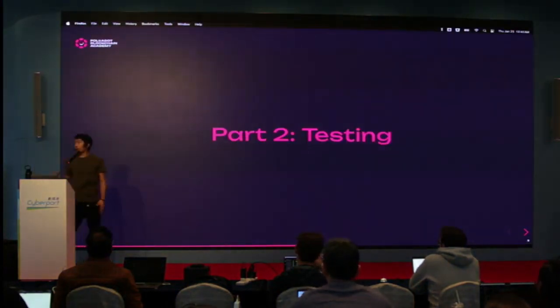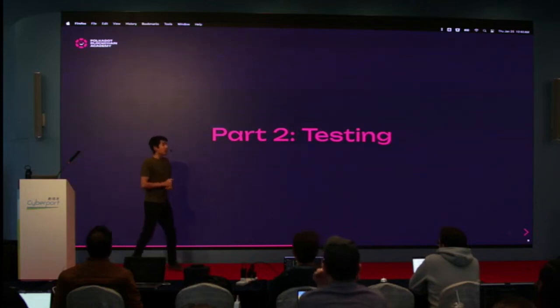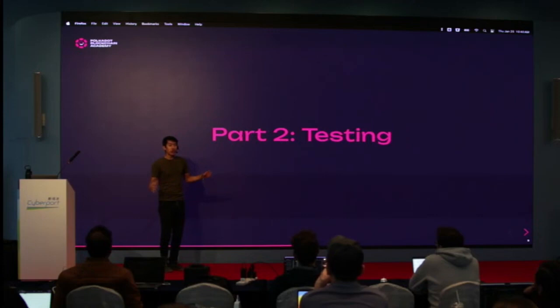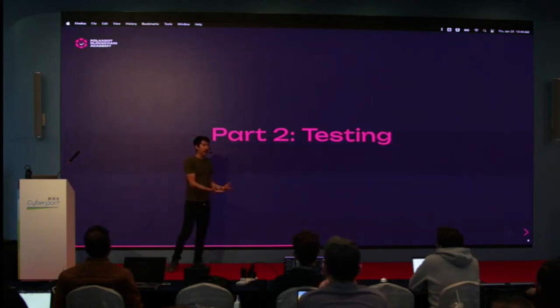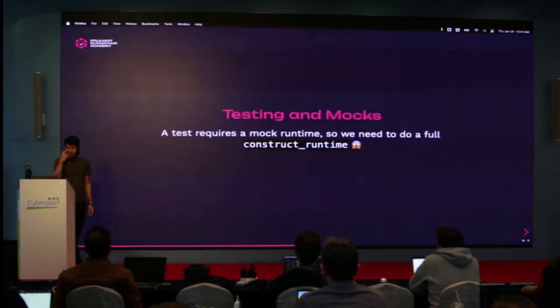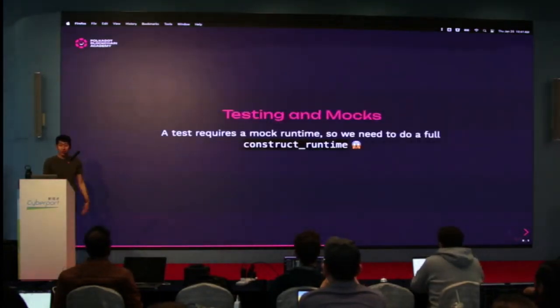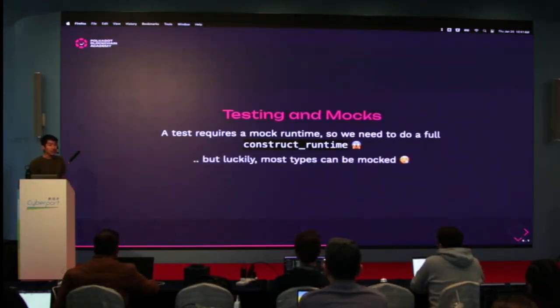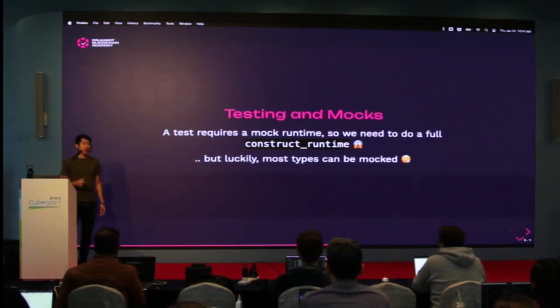Okay, so now we're going to go into testing, okay? So now we have an idea of how to construct a runtime. Testing is all about constructing a mock runtime and then running unit tests against it, okay? So a test requires a mock runtime, so we do a full construct runtime inside of the mock. But luckily, most types can also themselves be mocked very simply.